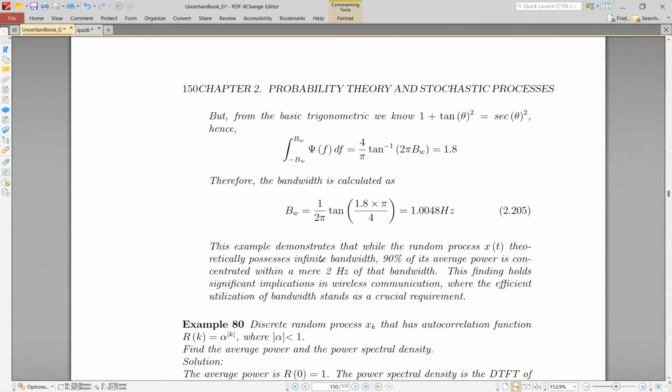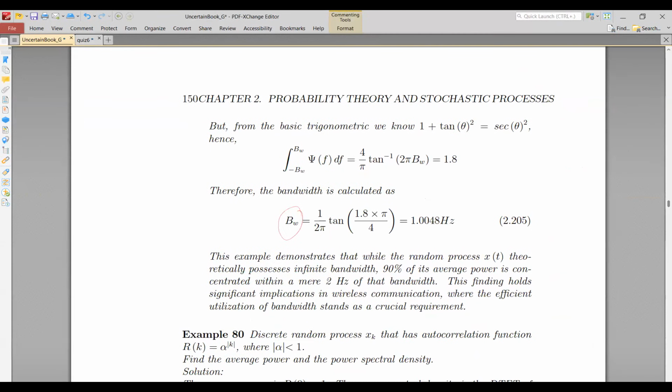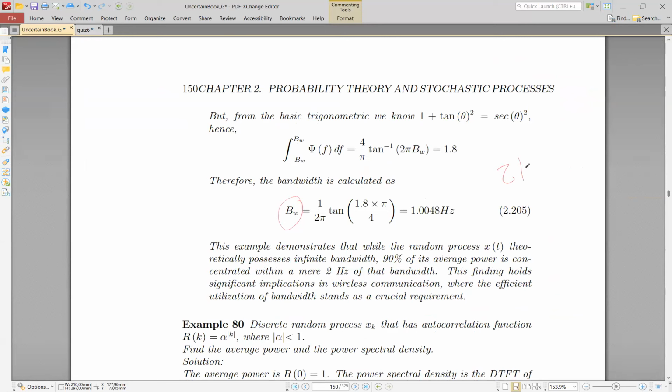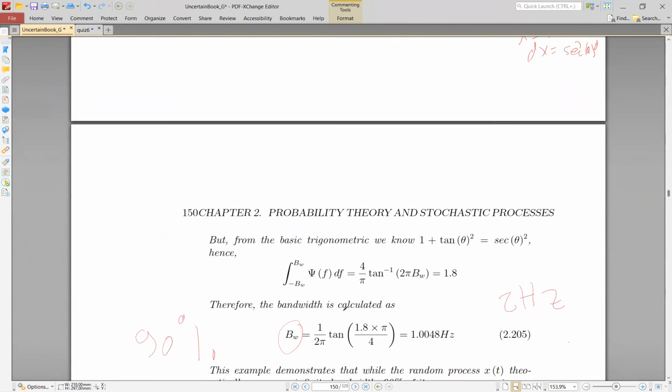Okay, so now when we solve for the bandwidth, we find that we need the bandwidth to be around 2, because it is from minus BW up to BW, and the bandwidth equals 1.0048 hertz, not watts. So only 2 hertz is enough. Only 2 hertz is enough to get 90% of the signal coming from this random process.